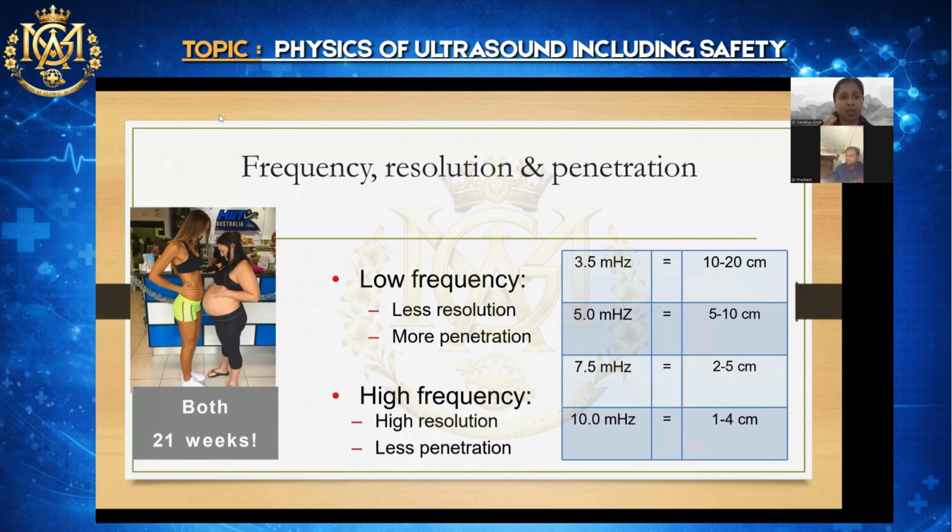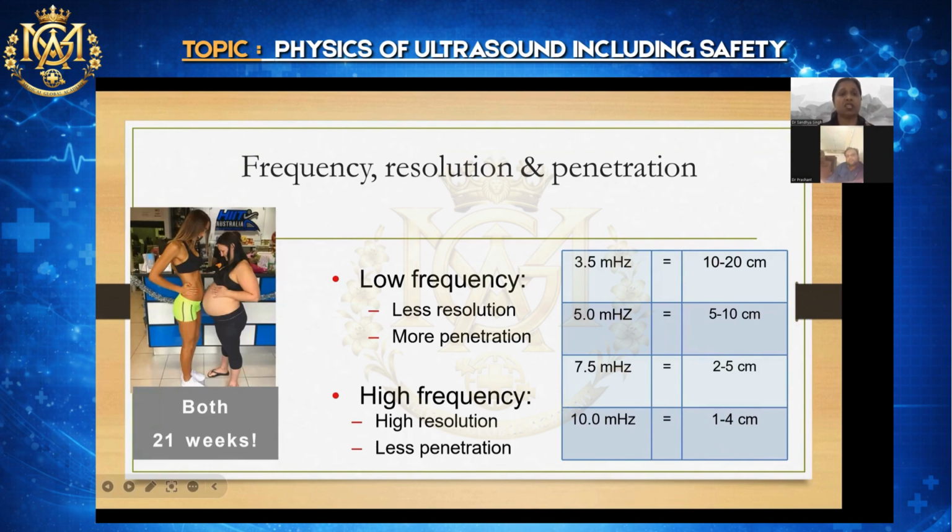Another point, when we speak about penetration, we understood that high frequency means less penetration. Can you see in this graph, in this box? At 10 megahertz frequency, the penetration is just 1 to 4 centimeter. At 7.5, it is 2 to 5 centimeter. At 5, it is 5 to 10 centimeter. And at 3.5, the penetration is up to 10 to 20 centimeter. This means if you're using your normal curvilinear abdominal probe, which has a frequency around 3.5 to 5, the penetration max you can get is 10 to 20 centimeter.